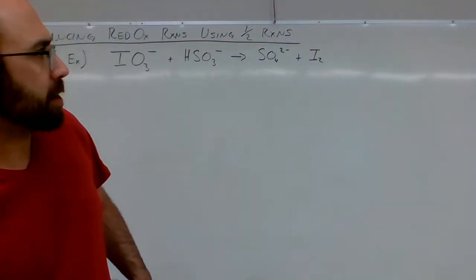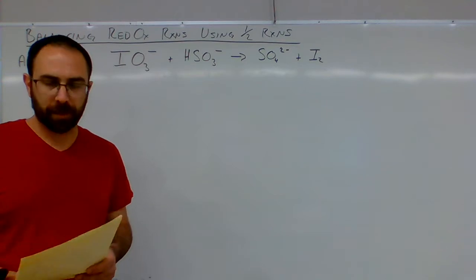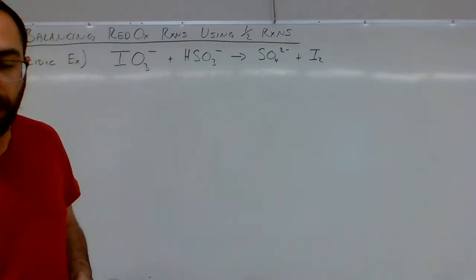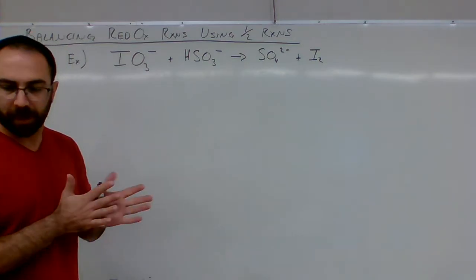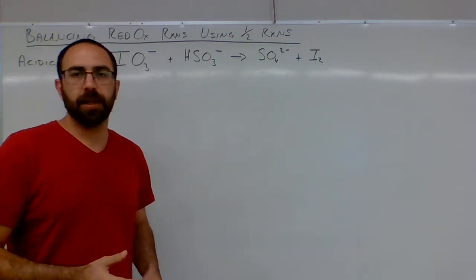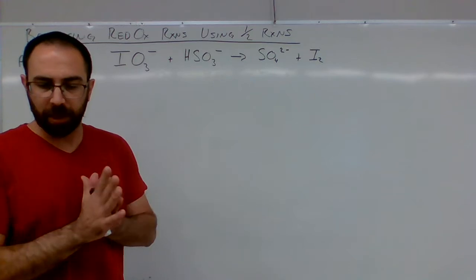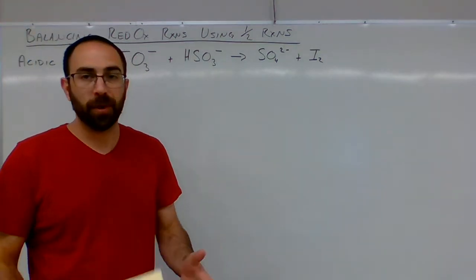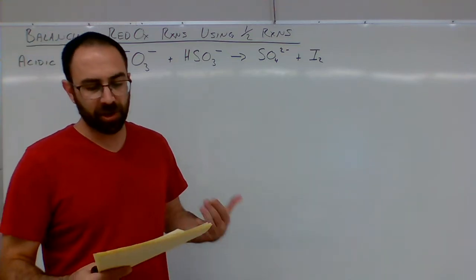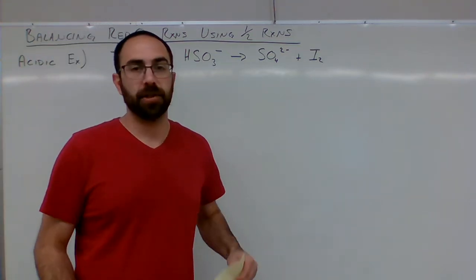Okay, we ended off last lesson with balancing the half reactions. We're now going to look at using those to balance full reactions. As I said in the notes, we have a few steps that we're going to follow. The first step is that we are going to separate the redox reaction into its two half reactions.